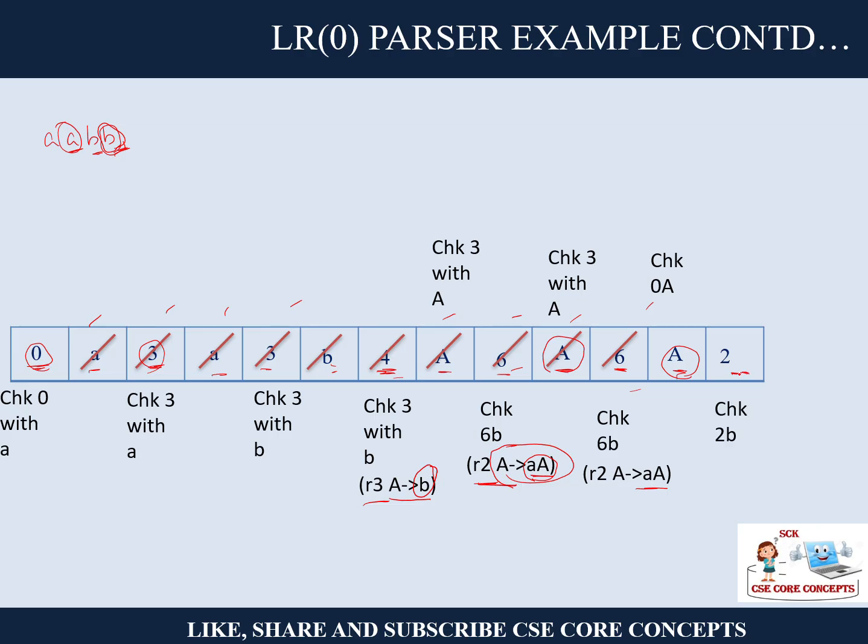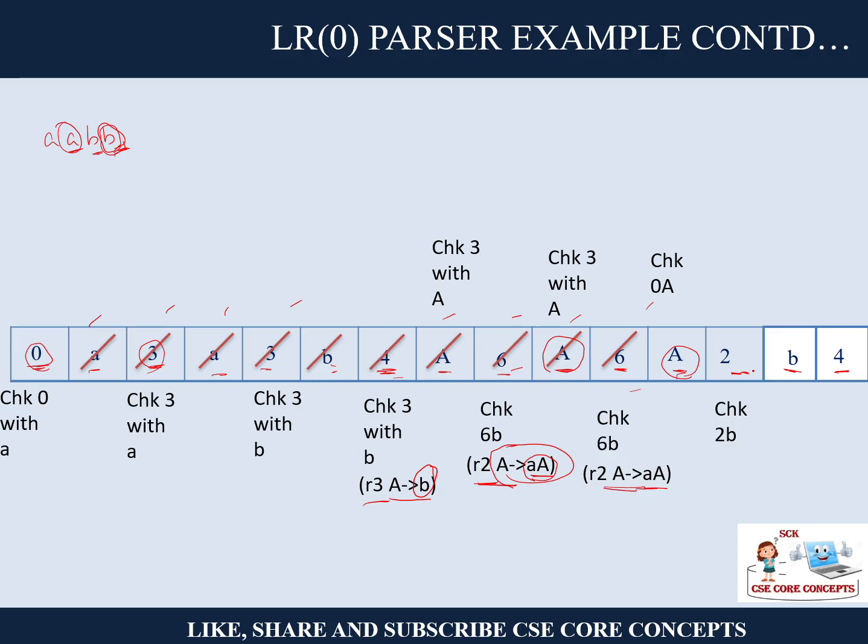You have to check 2B because the string has not yet been pushed in. You are still reducing it. Now you check closure 2B. So you will get 4, it is shift 4. So you will push B and 4.